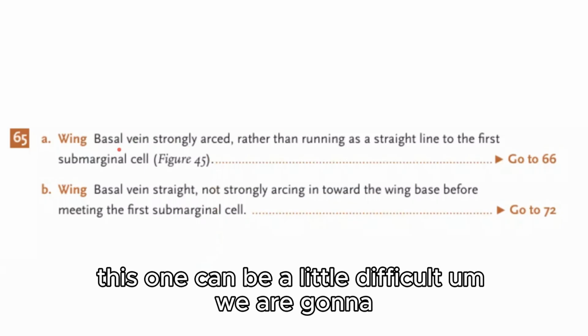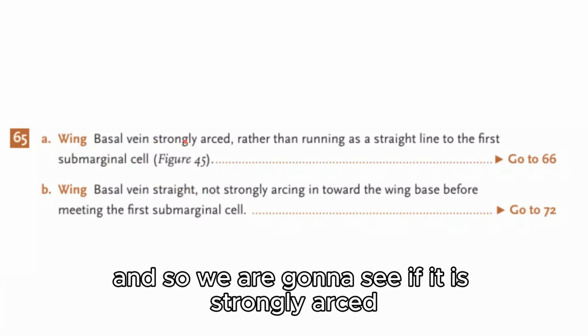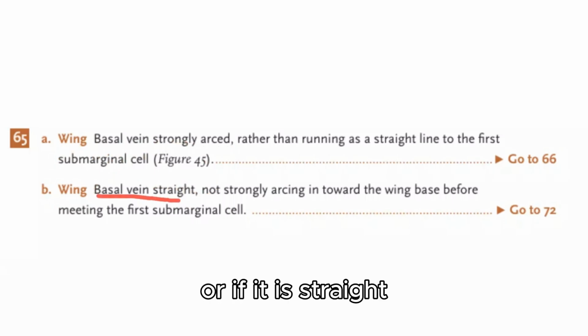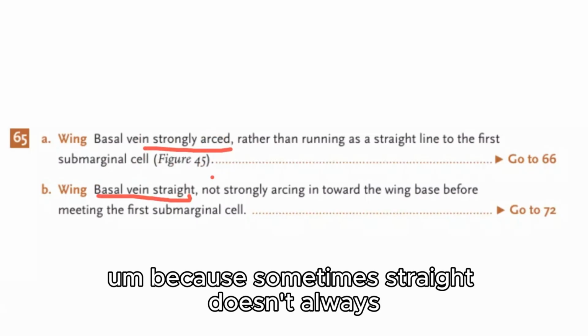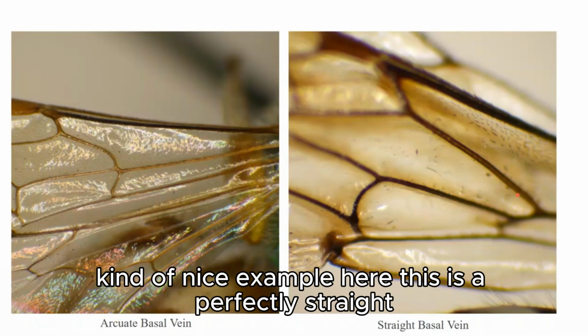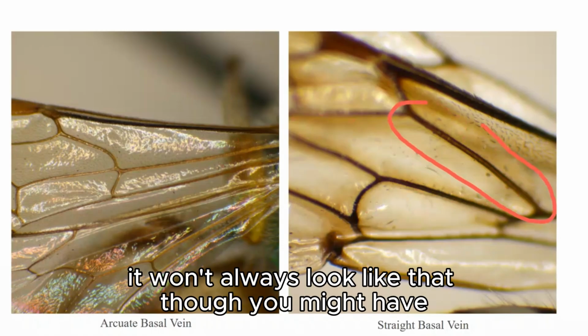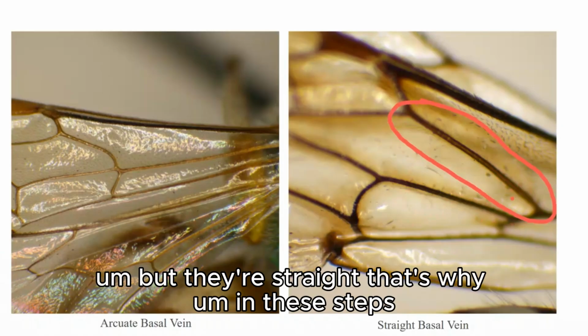This one can be a little difficult. We are going to stay on the wing, and we're going to look at the basal vein. And so we're going to see if it is strongly arced or if it is straight. And these words can be very subjective, because sometimes straight doesn't always look that way. Kind of nice example here. This is a perfectly straight basal vein. It won't always look like that though. You might have some that might look arced, but they're straight.